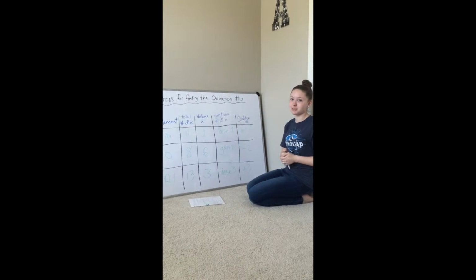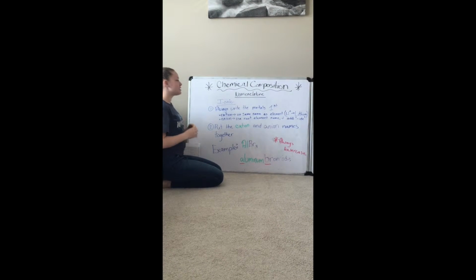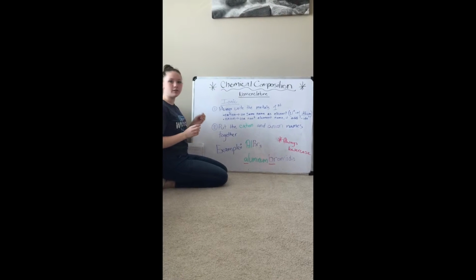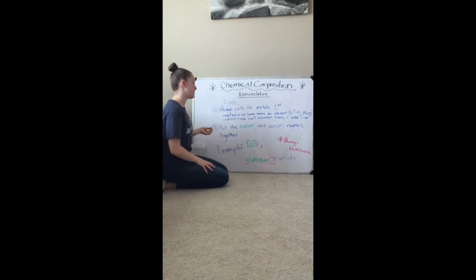Next, we're going to learn about nomenclature. Now for nomenclature. Alright, so nomenclature for compounds, we have two different kinds of compounds. We have ionic and covalent. And first we're going to work with the ionic compounds.